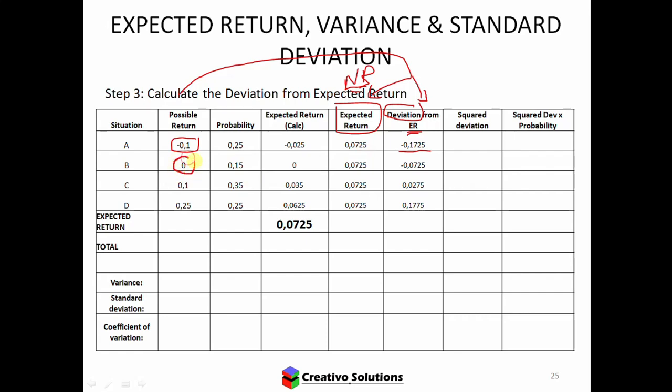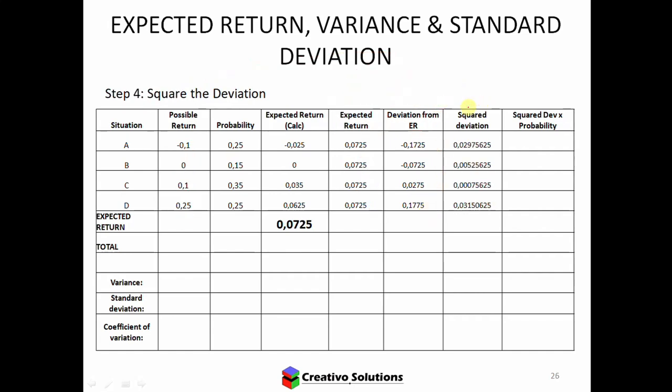Same thing here. 0 minus this amount is minus 0.0725. 0.1 minus this amount is going to give you that answer. 0.25 minus this amount is going to give you that answer. And once you've done that, you're going to have this deviation from expected value. In the next step, you're going to be squaring the deviation. When I say squaring, I mean multiplying it by itself, deviation squared. Once I've done that, I'm going to get all of these values. And then the final step is to take your squared deviation column, which is this one.